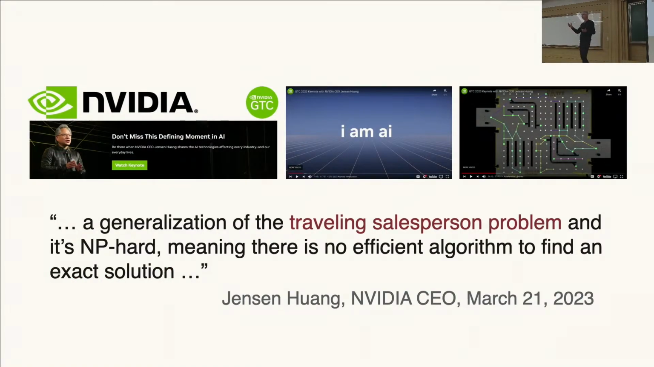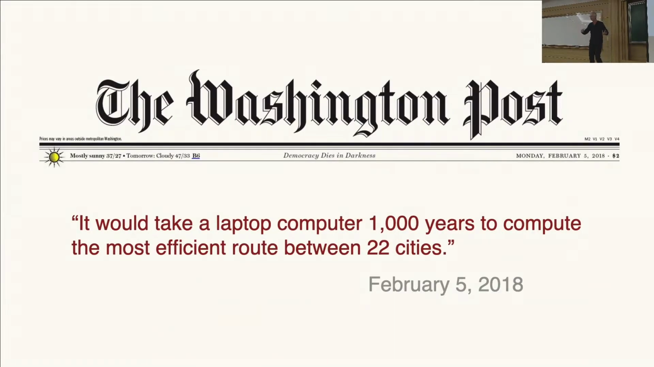Last year, NVIDIA, so NVIDIA makes the GPU cards that drive all of these AI things you see in the newspaper, ran a developers conference for AI, some 250,000 participants. The boss of the company, the CEO, gave a talk, and first he had these cool graphics, and then he started talking about the TSP to show off how powerful their hardware is. In the popular press, traveling salesman problem means impossible to solve. So the Washington Post says to solve a 22-point problem takes 1,000 years.